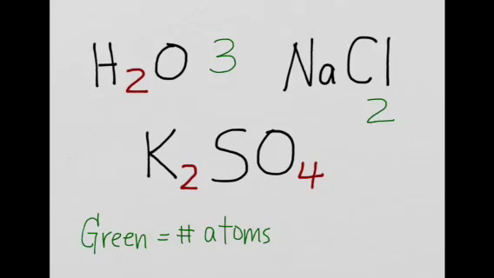Can you see how important it is to use the capitalization rule? Because there's only 2 capital letters in this formula, we know that there are only 2 elements present. K2SO4 is a little bit more fun to count because we have 2 atoms of potassium plus 1 atom of sulfur, which makes 3, plus 4 atoms of oxygen, for a total of 7 atoms that come together to make that compound.